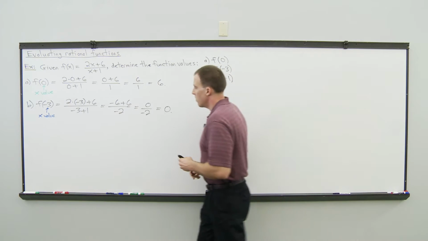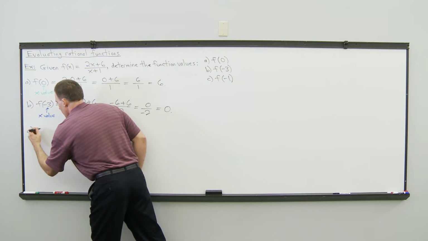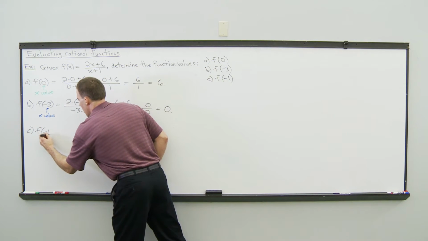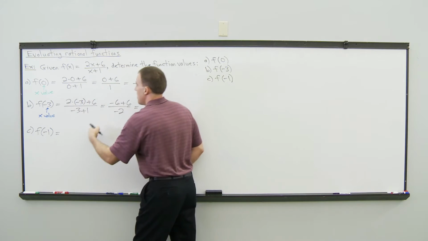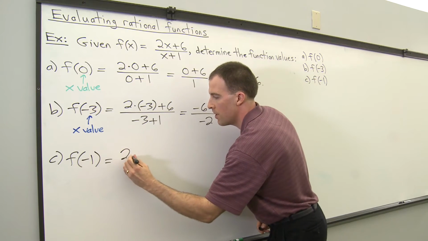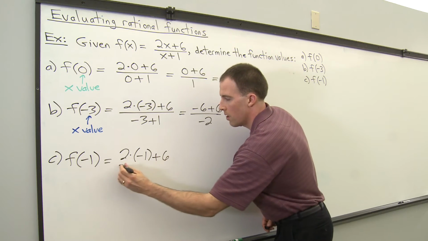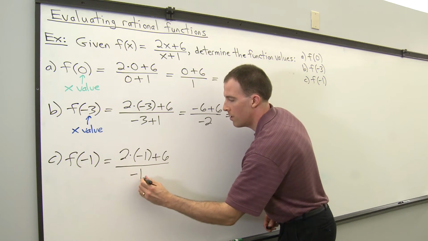And for the last part, part C, f of negative 1. Once again, negative 1 is the x value. So let's substitute negative 1 in place of x. 2 times negative 1 plus 6 divided by negative 1 plus 1.